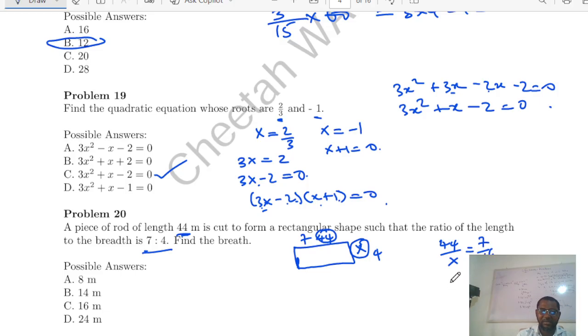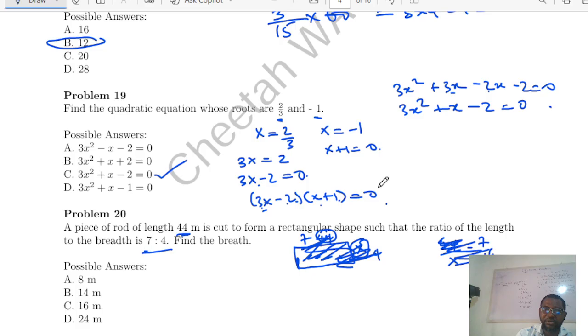Okay, I think I'm missing something. A piece of length, this, oh, it is cut to form a rectangular shape. Sorry, this is wrong. This is wrong. The total length is 44.